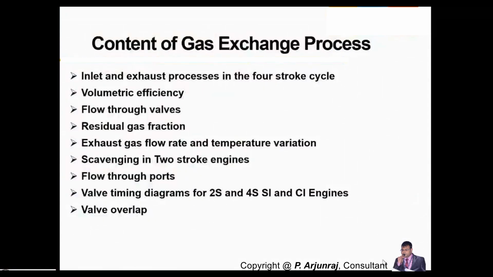As far as the content of the gas exchange process is concerned, it deals with a lot of basics, and mostly some of the flow patterns of the inlet air and then the exhaust gas. So we'll be seeing the inlet and the exhaust process in the four-stroke cycle. This has already been covered. Basically, we have seen the four-stroke intake stroke, which is nothing but the suction stroke, then the compression stroke, then the power stroke, and the last one is the exhaust stroke.